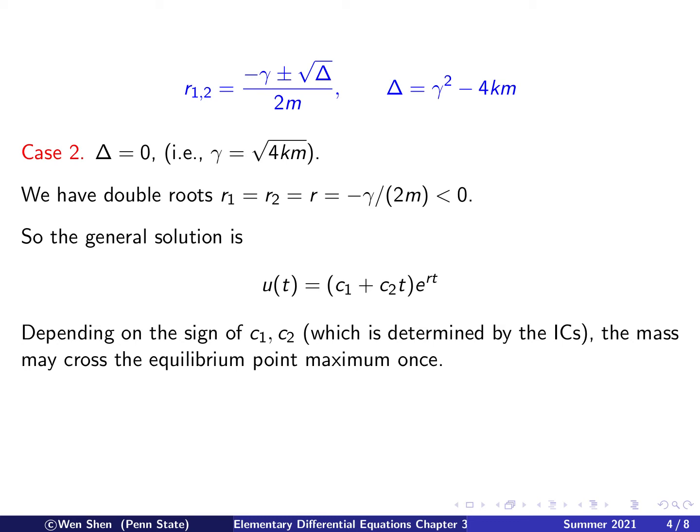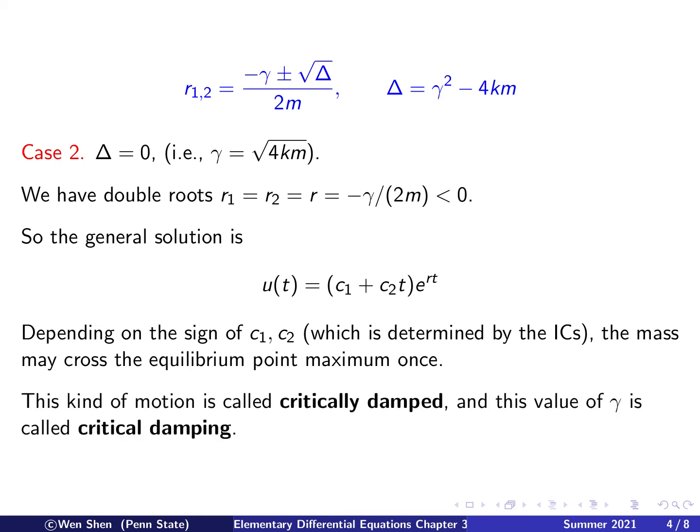Then it is not hard to show that this will cross the equilibrium at most once. So you could start with u positive, and then it could cross 0 once and become negative, and then it will just exponentially approach 0, because the exponential term here will dominate the motion after a while. Okay, so this kind of motion has a name. It's called critically damped. And the value here, the damping constant gamma, is called the critical damping constant.